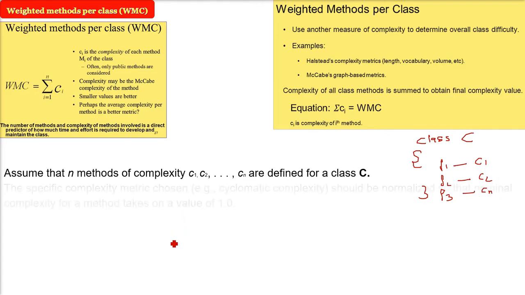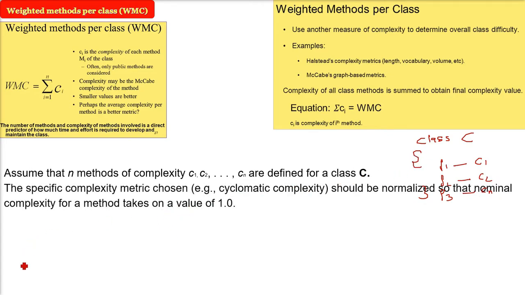Now this complexity can be any complexity. For example, you assume it to be cyclomatic complexity. You know how to compute cyclomatic complexity. Basis path testing, I told you, the independent paths we find out. E minus n plus 2, the number of regions, and the predicate nodes plus 1. So cyclomatic complexity, you can also use Halstead's complexity metrics. But you need to normalize so that the nominal complexity for a method takes on a value of 1.0.